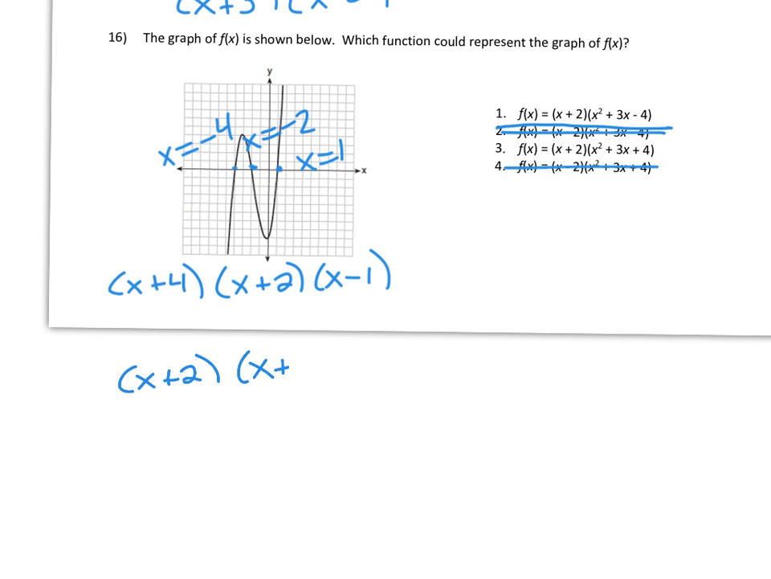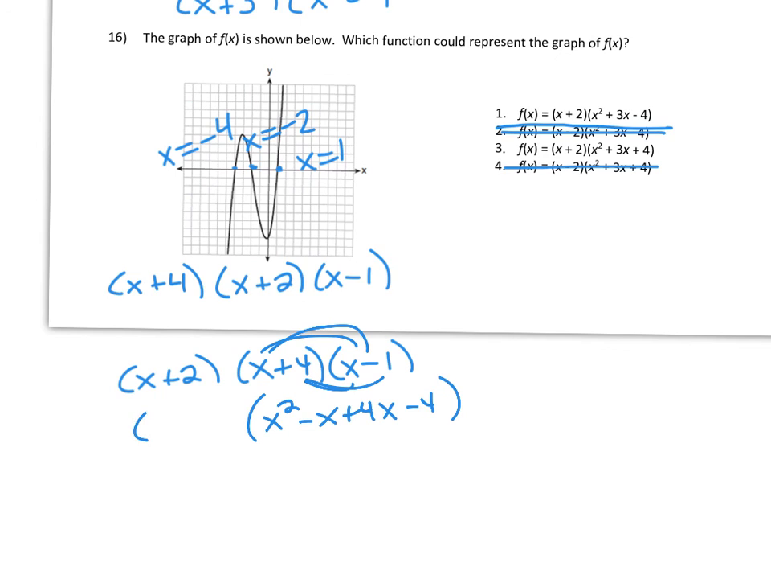And then why don't we take the x plus 4 and the x minus 1 and double distribute them to see which one of these trinomials we get. All right, so x times x is x squared. X times -1 is -1x. 4 times x is +4x. And 4 times -1 is -4. Okay, I'm going to bring down the x plus 2. Now, when I combine my like terms, I would get x squared. And then -x plus 4x would be +3x. And then -4. And I'll bring down the x plus 2. So let's see which one that matches up with. That matches up with, right here, choice 1. So choice 1 is the answer.